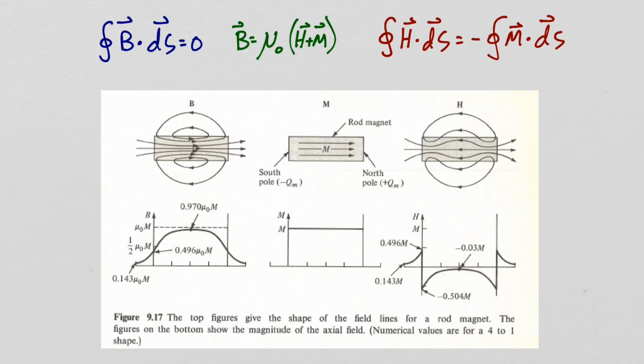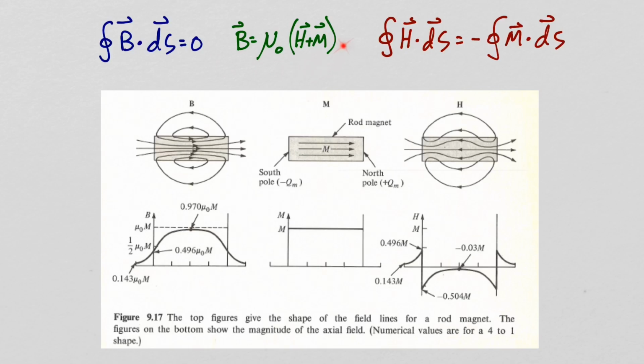Here we have a bar magnet, and we're showing the magnetic flux density field lines that close on themselves, such that the integral of B dot dS around any closed surface is going to be 0. Inside the magnet, we have a magnetization. So the magnetization is the magnetic dipole moment per unit volume and occurs wherever we have a magnetic dipole moment, which will only be in the material.